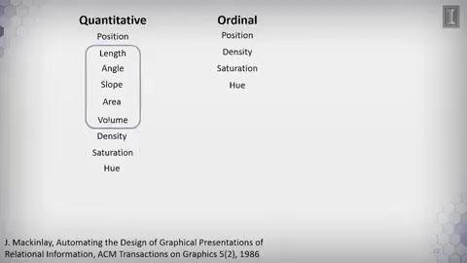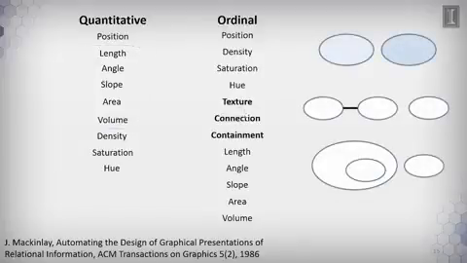And then the remainder of these stays in the same order. It just falls further down in the list. So length, angle, slope, area, and volume are a little bit less effective at looking at relative orders of things that don't have quantitative values. And this gap here is filled in with some geometric mappings that don't make sense for quantitative values. Things like texture, connection, and containment.